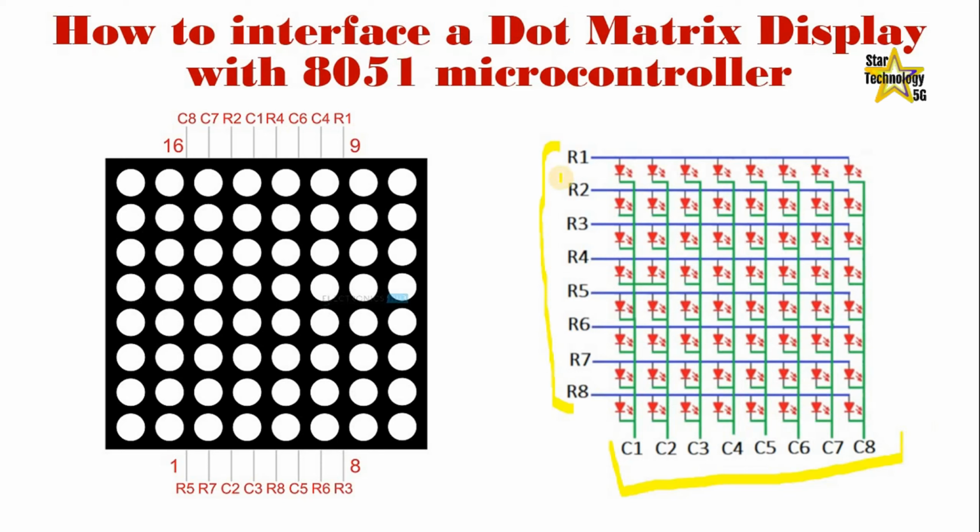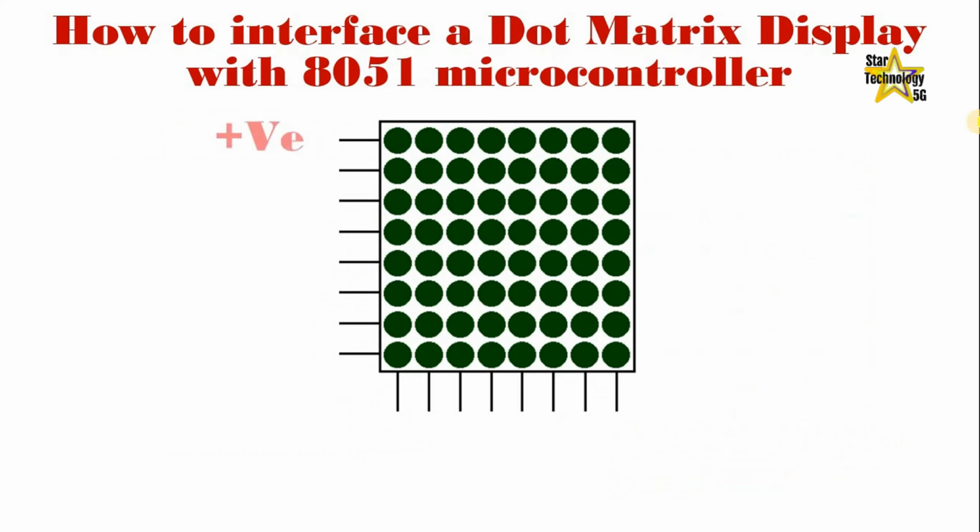How does a dot matrix display work? For example, if we want to turn on the first LED of the dot matrix display, we will give it a positive supply voltage if the anode is connected to the row, and provide a negative supply voltage to the first pin of the column. The first LED of the dot matrix display will turn on.